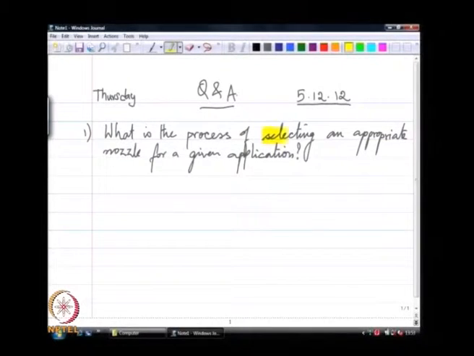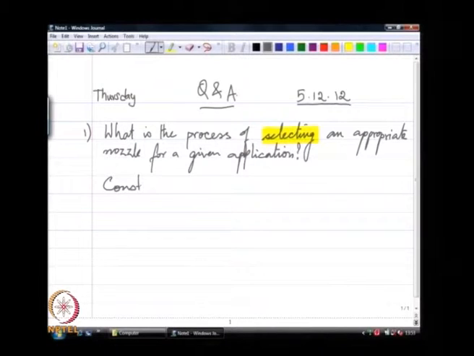This is obviously a very important question. Now, I want to emphasize one thing. I want to first emphasize this keyword, selecting. So, we are not going to talk about how a nozzle is to be designed. There are, let us say, 100 or a few thousand nozzles that are available. We are going to look at how to select the appropriate nozzle. Now, the constraints that are posed by the user. So, let us talk about those first.